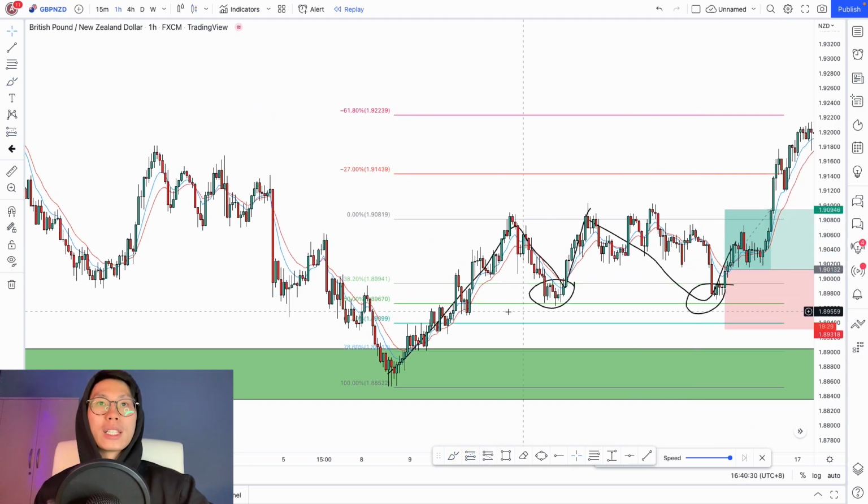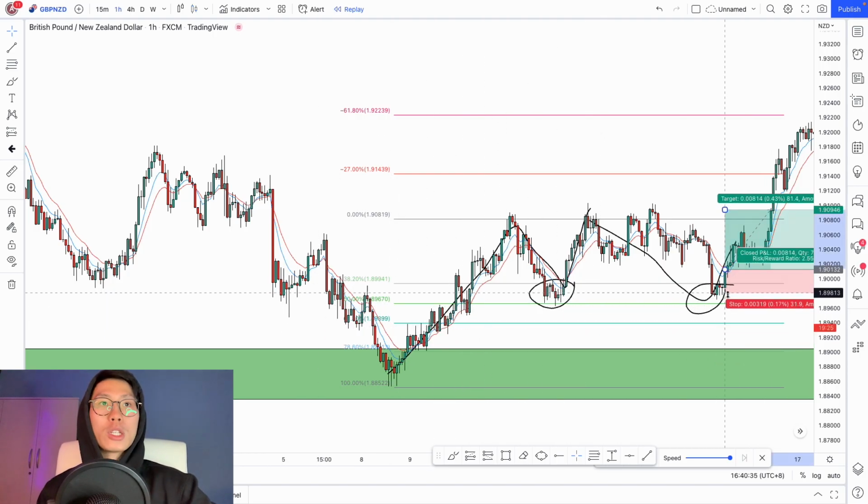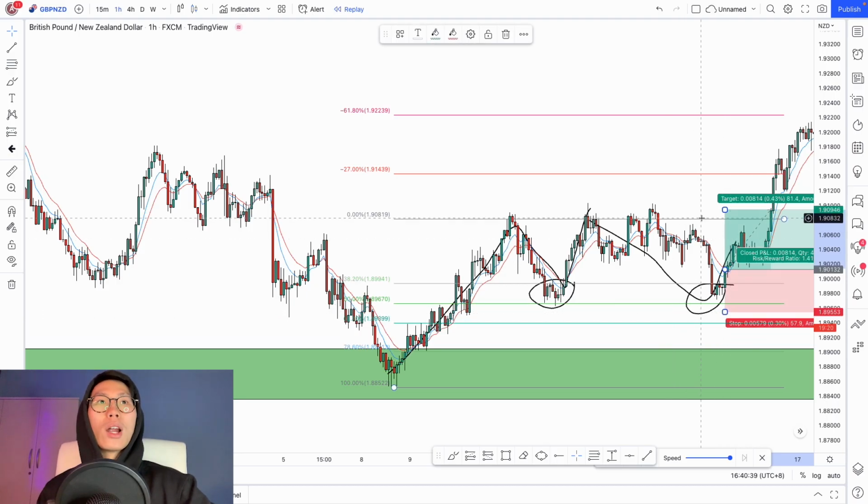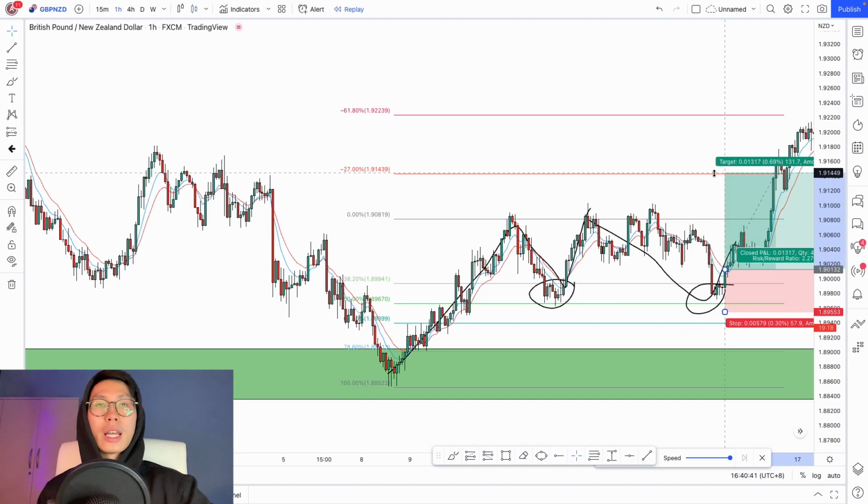When you see that price is not breaking past this 50 extension level, place your buy order right there, place your stop loss below this last higher low right here, and I'll place my take profit at the -27 extension right here, or even a 61.8 level.